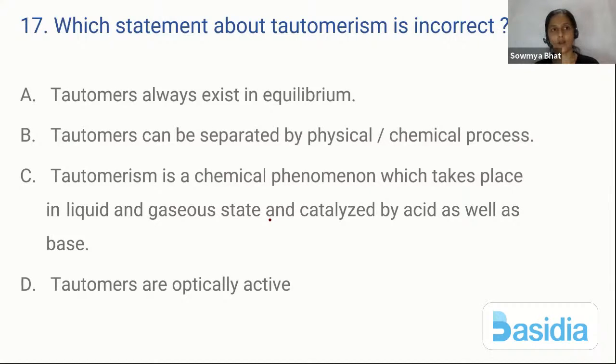The next question is, which statement about tautomerism is incorrect? You have to find out the incorrect statement. Read the question properly. Tautomers always exist in equilibrium, that's the first option. Can be separated, second option. It's a chemical phenomenon which can be catalyzed by acid and base. Third option, they are optically active. So let's take the previous example itself, that would be way easier. So this is a keto form and this is an enol form.